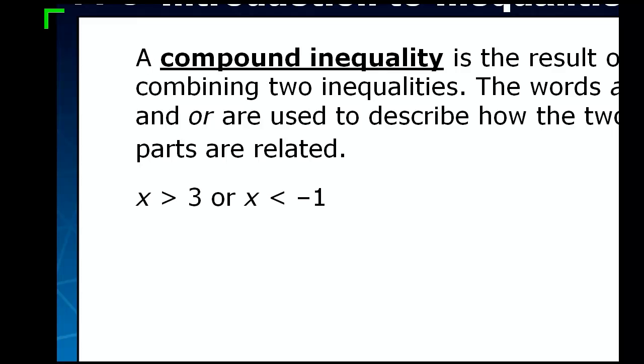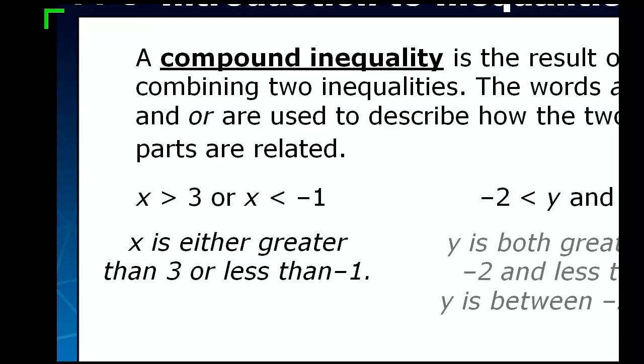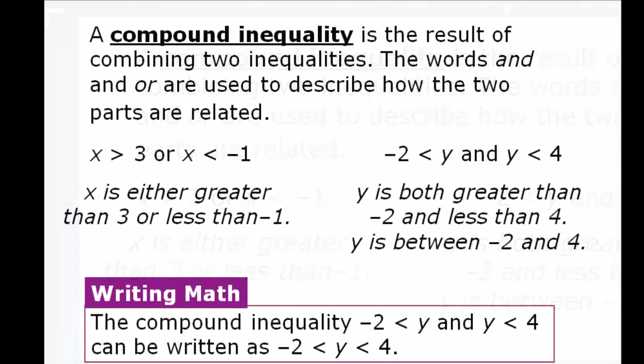If I have x greater than 3 or x smaller than -1, then x is either greater than 3 or less than -1. Then -2 is smaller than y, and y is smaller than 4. Okay, so y is both greater than -2 and less than 4. y is between -2 and 4.